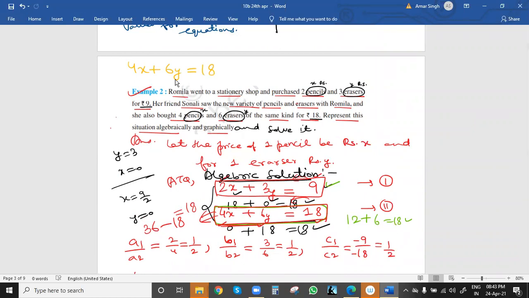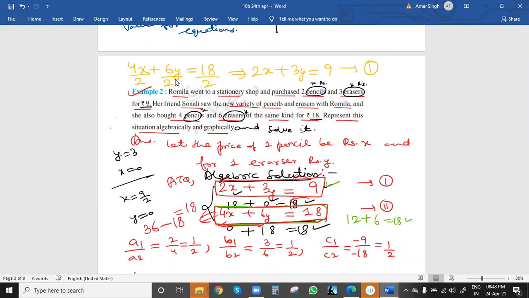If you divide throughout by 2, we can do that in maths, because we are dividing both sides by 2. So we can do division by 2, and we get 2x plus 3y equal to 9. Same equation. This was the first equation.